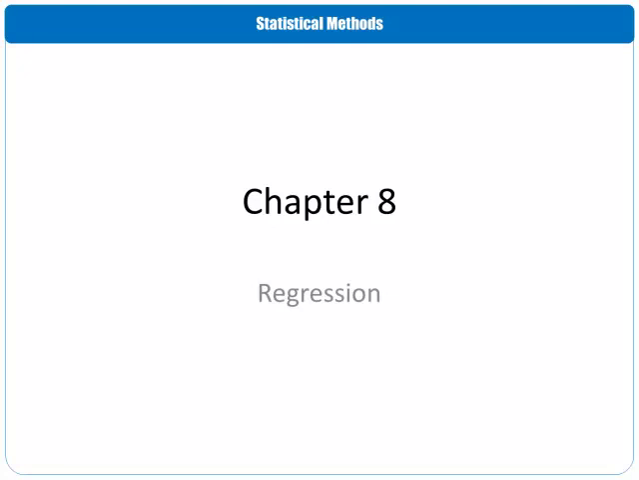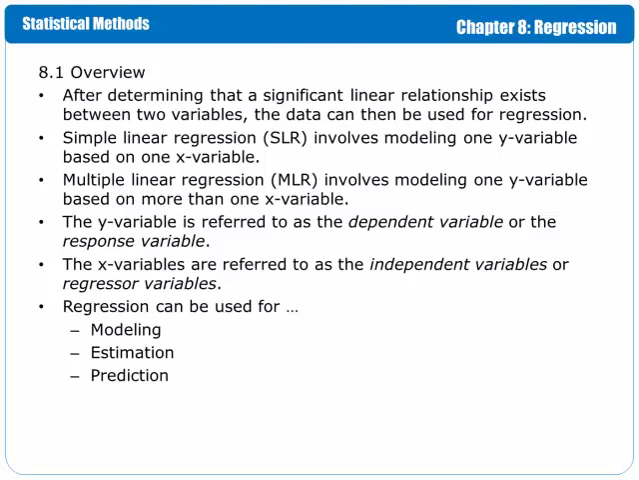Chapter 8, Regression. After determining that a significant linear relationship exists between two variables, the data can then be used for regression.